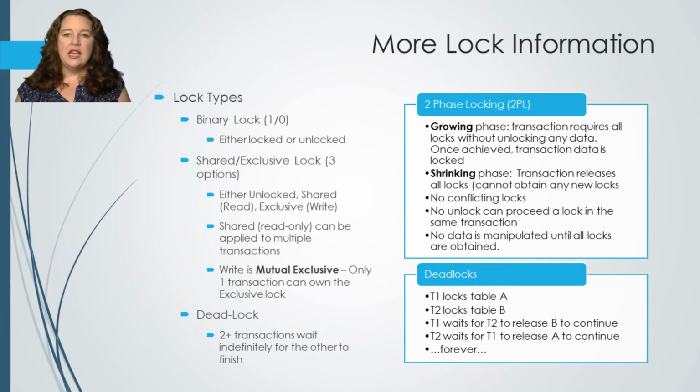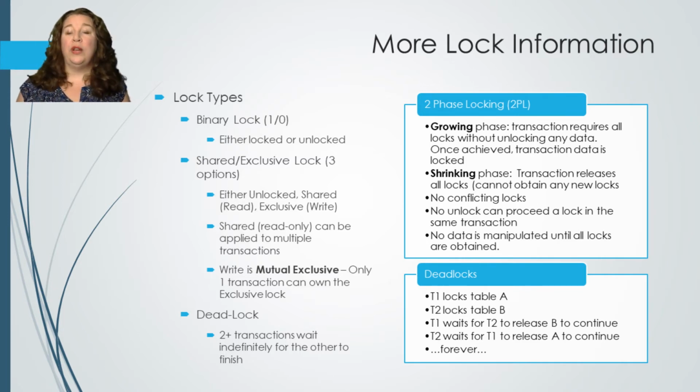So in the growing phase, the transaction is going to go through and figure out exactly which locks it needs. It's going to acquire all of its locks without unlocking any data. So it hasn't actually done anything yet, but it gets all of its locks in place. And then once it figures out all of its locks and they're all locked, it runs all of its code while everything's locked. And then it has what's called its shrinking phase, which is where we release all of our locks. The important thing about this is that you have the locking phase and the unlocking phase.